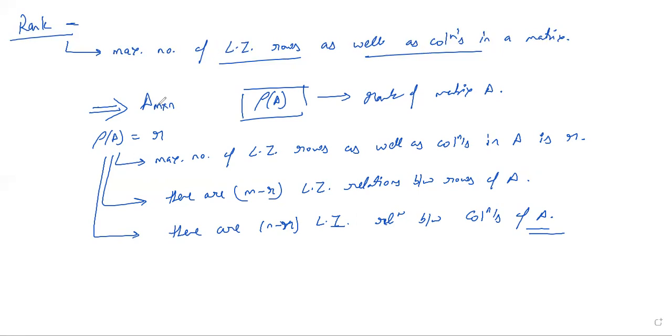As you can see, if we consider a matrix A of m rows and n columns, and we have a rank of r, then there are m minus r linearly independent relations between rows of A and n minus r linearly independent relations between columns of A. For finding the rank of a matrix, we can use the concept of minors in the determinant.